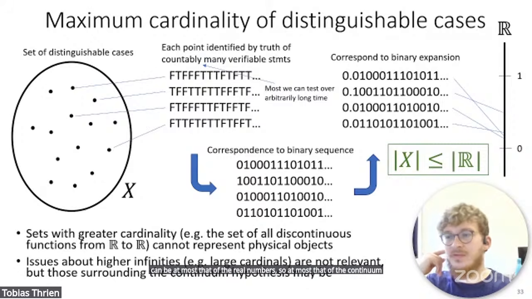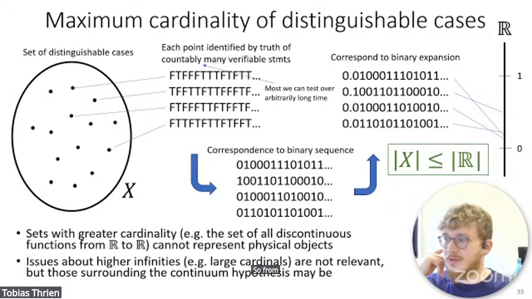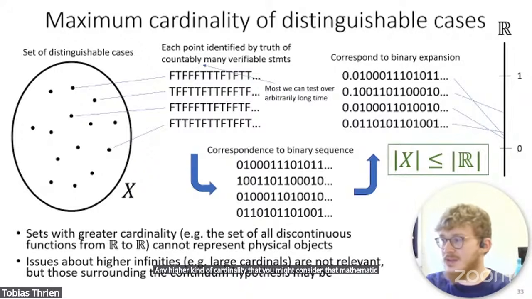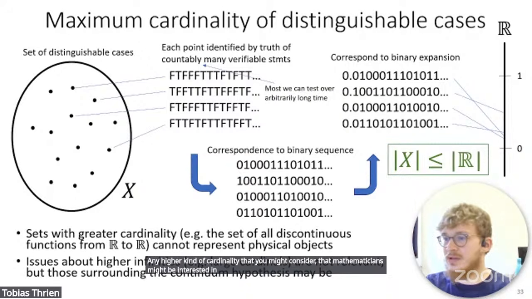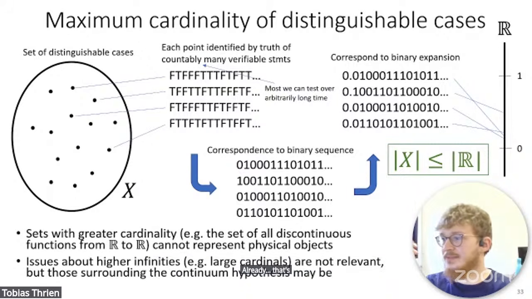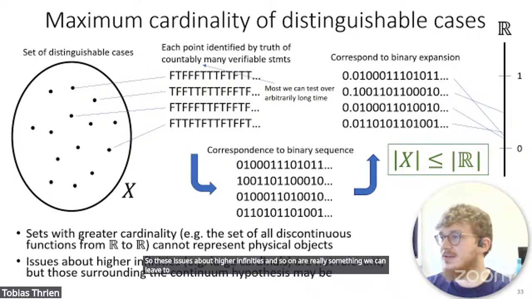So from very minimal requirements, we find that any higher kind of cardinality that mathematicians might be interested in is already too much to be relevant in physics, really. So these issues about higher infinities and so on are really something we can leave to the mathematicians because we don't need them in physics.